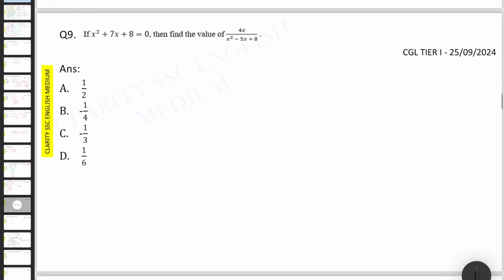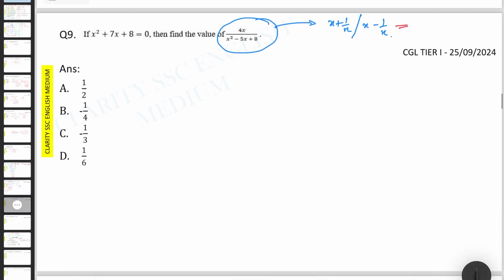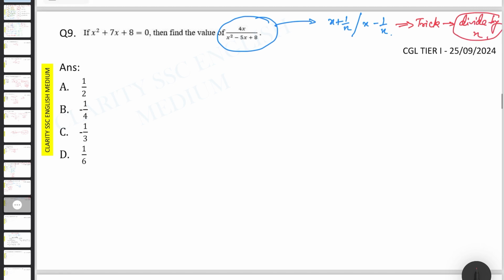Again, an expression question. If an expression is given like this, see this in the form of x plus 1 by x or x minus 1 by x. And what is the trick here? Let me tell you once again: the trick is divide by x. In 90% of the questions, if an expression is given in a form like this, and you want to express it in the form of x plus 1 by x or x minus 1 by x, then divide by x. Divide by x is the trick.